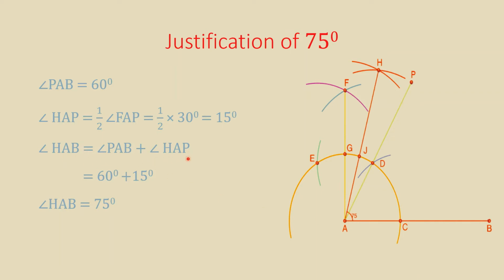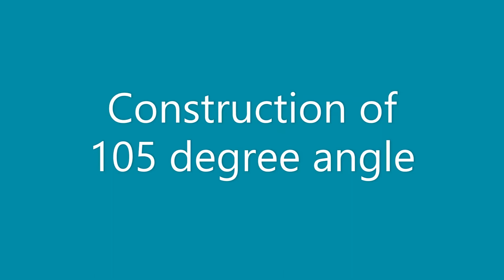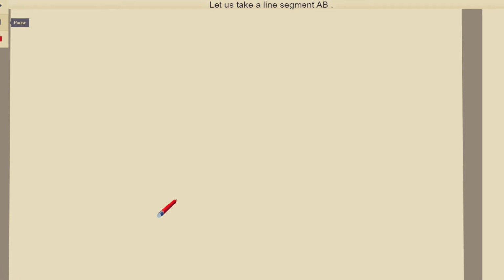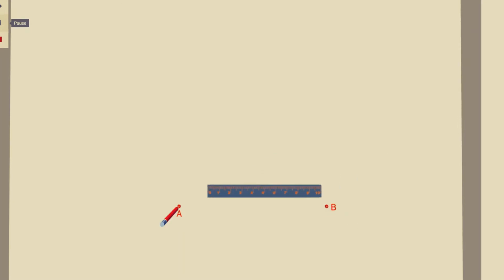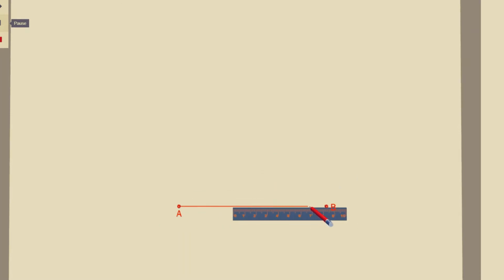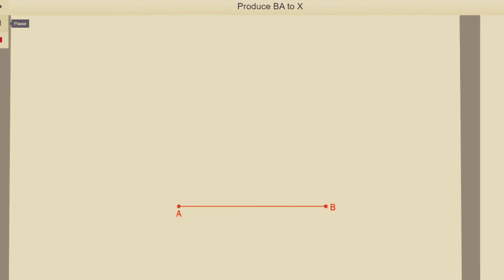So HAB equals PAB plus HAP, and that is 60 plus 15 degrees. For 135 degrees, we make 90 degrees and bisect 90 degrees to make 45 degrees, and add 90 degrees and 45 degrees. For that, first of all, make 90 degrees.